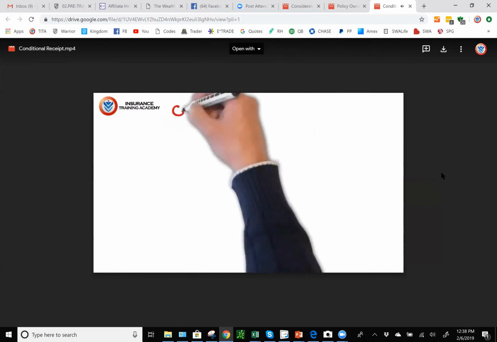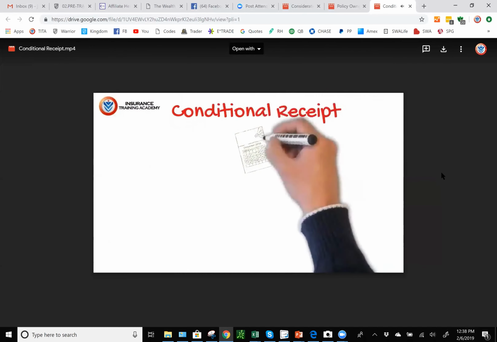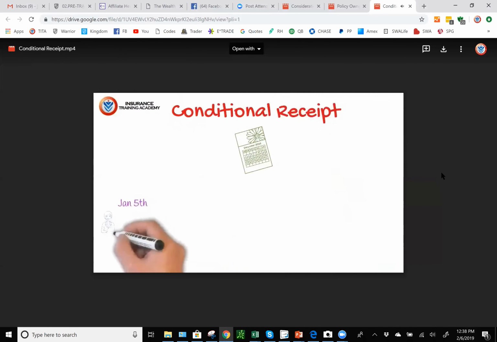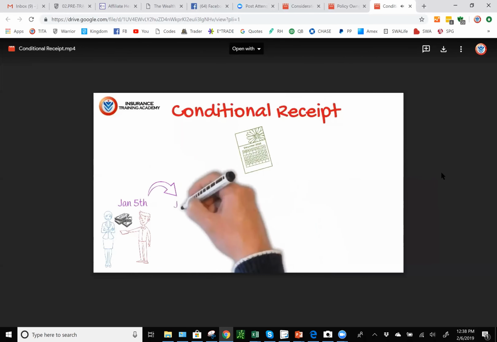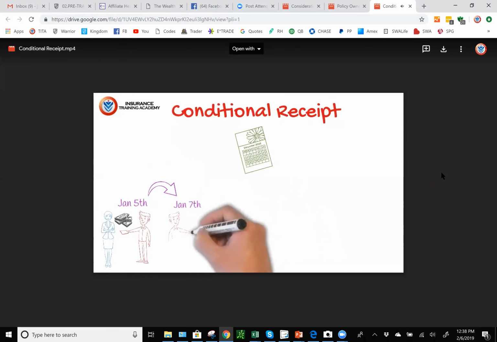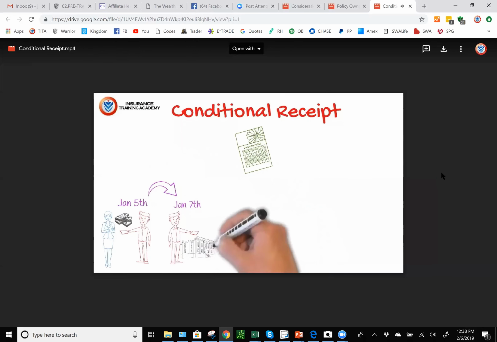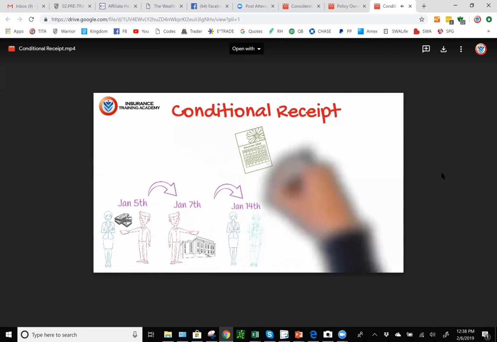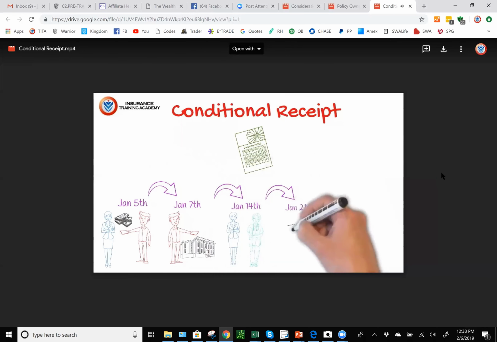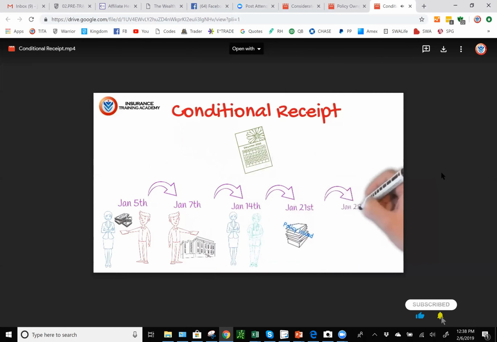All right, here's scenario number 2 for you. January 5th, Jane completes her application, pays her premium. Bob gives her a conditional receipt. 2 days later, he turns the application into the insurance company. A week later, Jane has a paramedical exam. This is where a nurse comes out, draws her blood, and asks her more medical questions. A week later, they issue Jane's policy. A week later, Bob delivers that policy. What's the effective date of coverage?